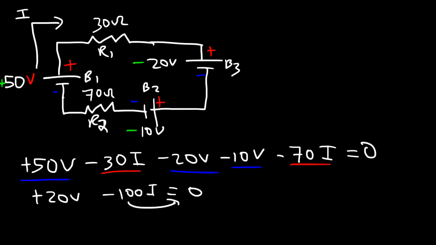And now let's move this to that side. And so 20V is equal to 100 times I. So the current is going to be 20 divided by 100. And so in this example, we have a current of 0.2 amps.